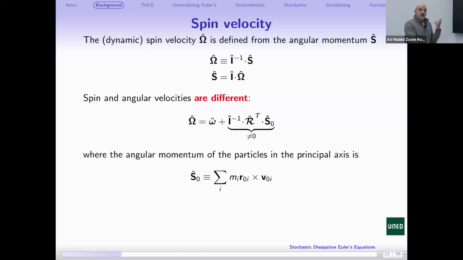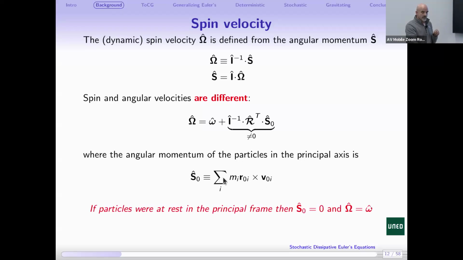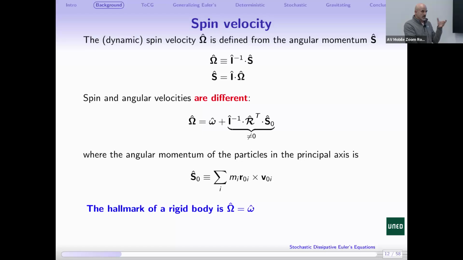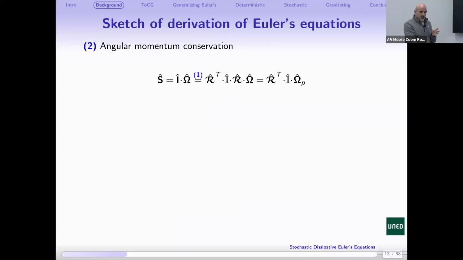So for a rigid body, where the particles do not move in the body frame, this is 0. And therefore, the spin velocity and the angular velocity coincide. And this is the hallmark of rigid body motion, that these two different angular velocities take the same value. Okay, so here goes the sketch of the derivation of Euler's equation.